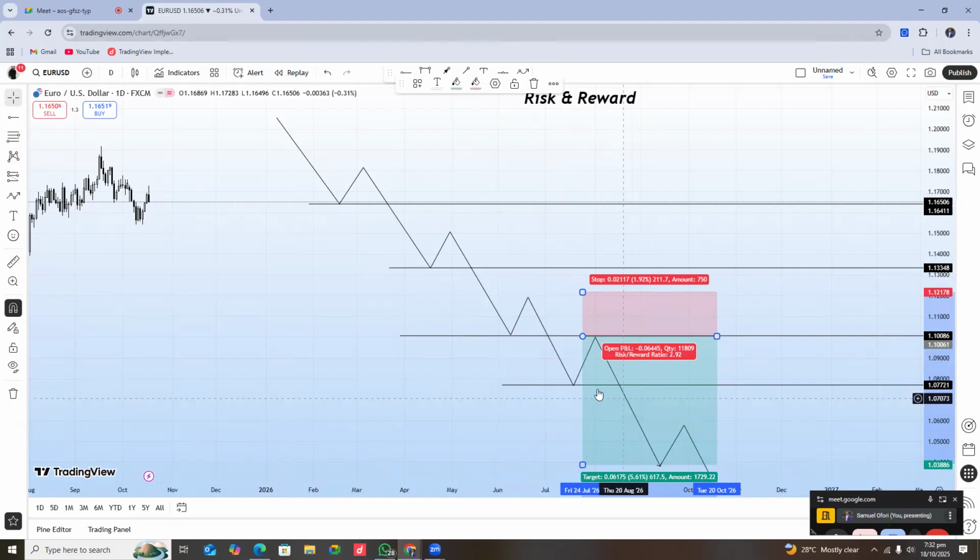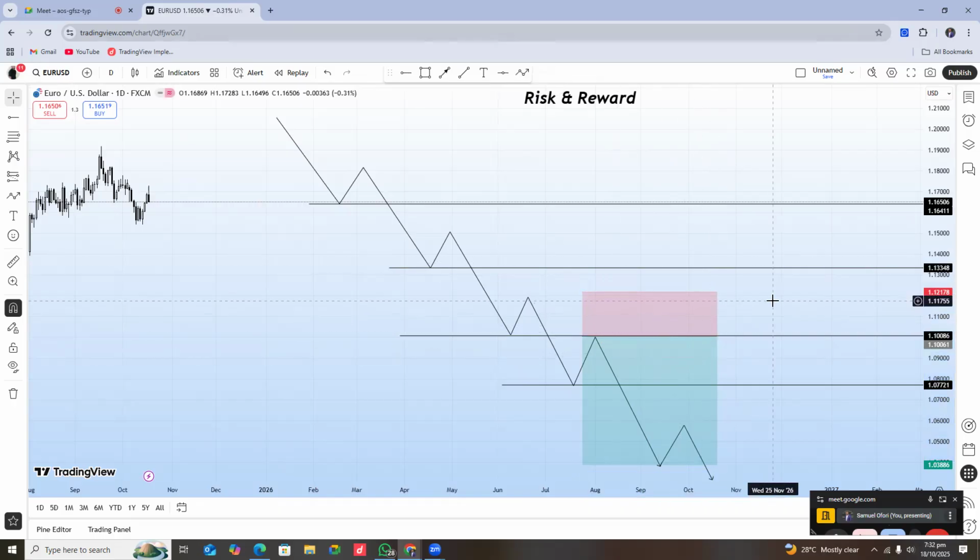So you see now over here, our stop loss, the risk to reward ratio is 2.92, which is almost 3. So let's run it to 3. What it means is that if we are risking $10, our target is $30. And this is a very good trade. If we are risking $100, our target is $300. If we are risking $1,000, our target is what? $3,000. So this is a very good trade. So we can take this.